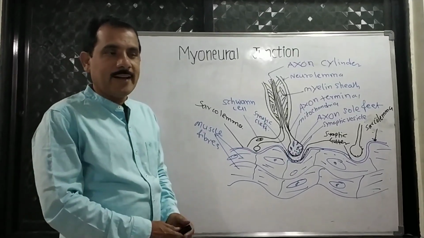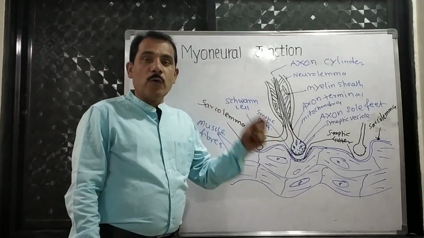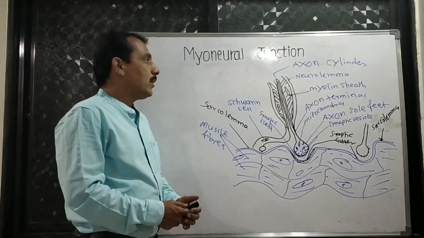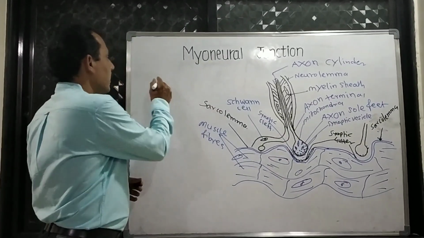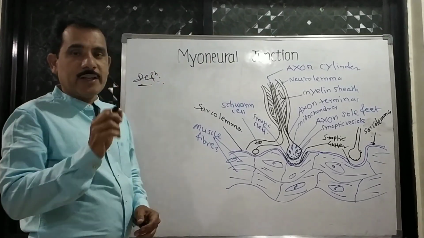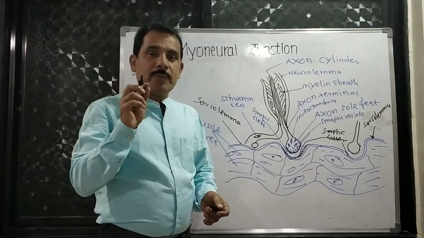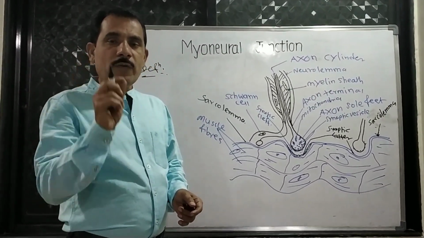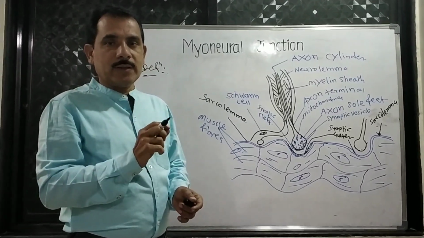Hello students, in today's lecture we will see the myoneural junction. First of all, the definition. The myoneural junction means it is the junction in between the nerve fiber and the muscle fiber.